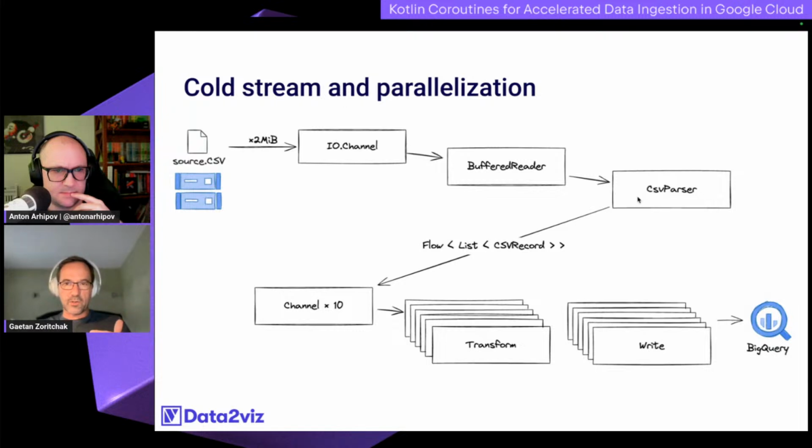From this, we are going to create a flow of records, CSV records. Then we link this flow to the channel. This flow is going to send the element into the channel as soon as there is enough space in the channel to do that. And on the downstream, we are going to install all the transformations and write code to push this data into BigQuery. This is what I'm going to show you now.